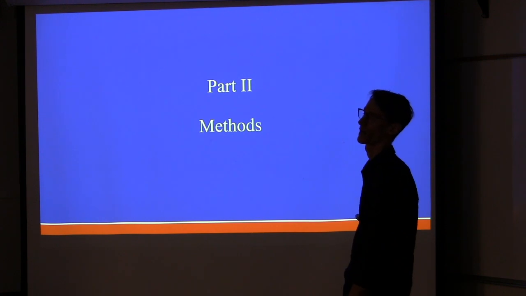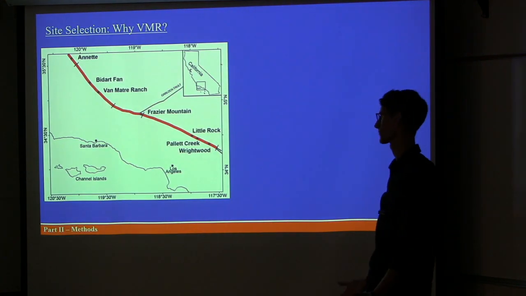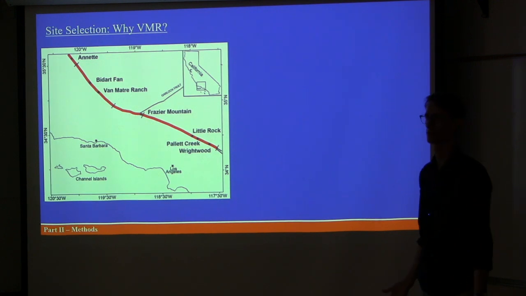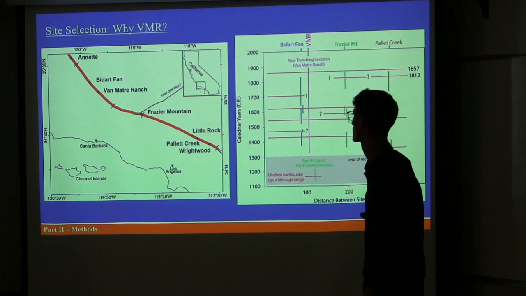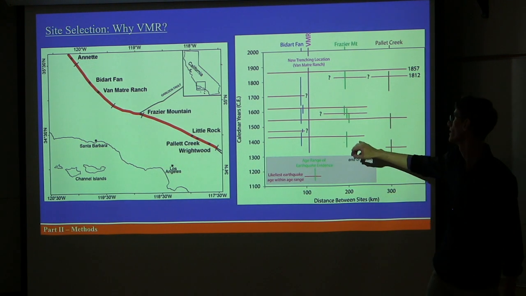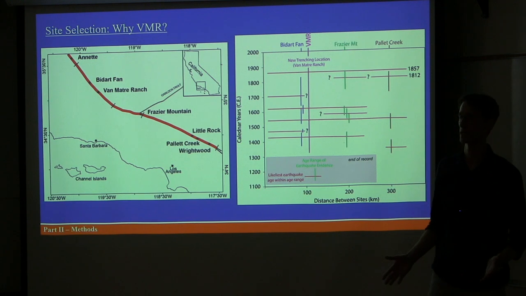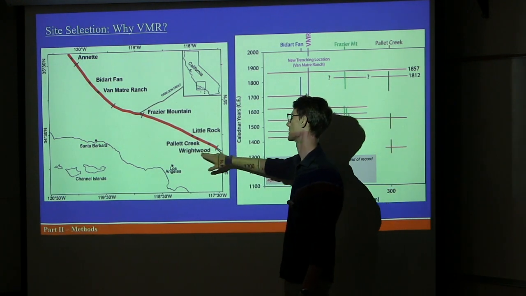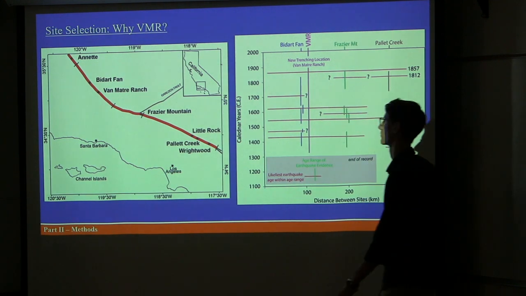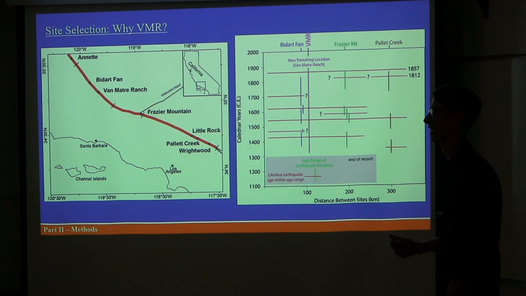So now we're going to talk about how we collected that data at Van Matre Ranch. So the first question to answer is why VMR? There's a couple of reasons for VMR, but one of the big ones is that we're trying to fill this gap in data that exists between Fraser Mountain and Bedart Fan. It's a pretty wide area. As you can see, there's a lot higher density of paleoseismic sites in the south, much less so as we go further north. So Van Matre Ranch is an attempt to fill that gap.